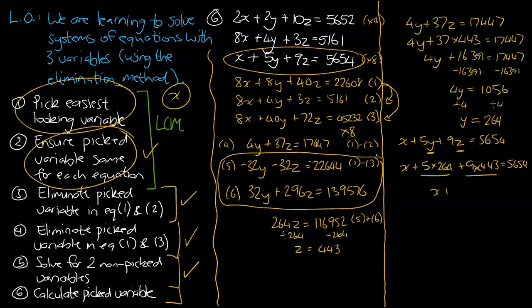So x plus 5,307 is equal to 5,654. I can do a little bit of subtraction here, take that away from both sides. So x is equal to 347. Again, a weird number, like them all here. Just quickly double check you didn't make any math errors, but we are all good here. And we can wrap up this question and the video. X is equal to 347, y is equal to 264, and finally z is equal to 443.